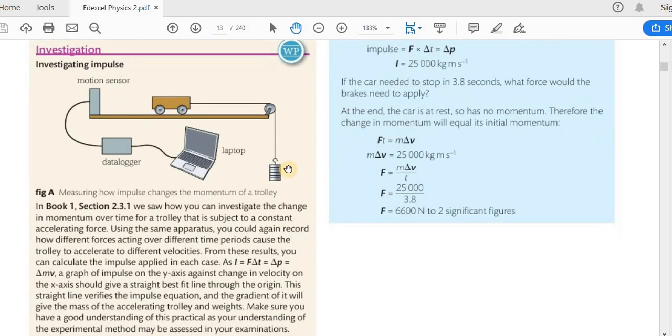Okay, let's look at the experiment. In book 1, section 2.3.1, we saw how you can investigate the change in momentum over time for a trolley that is subject to a constant accelerating force. This is where we learned about F equals ma, Newton's second law.